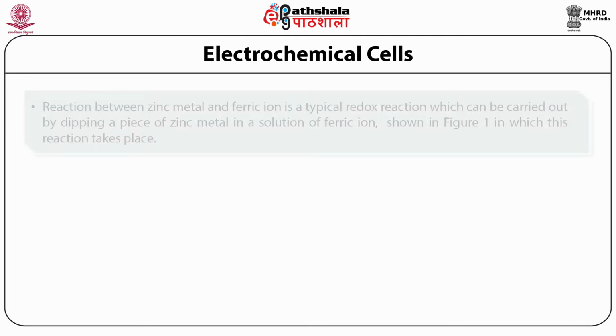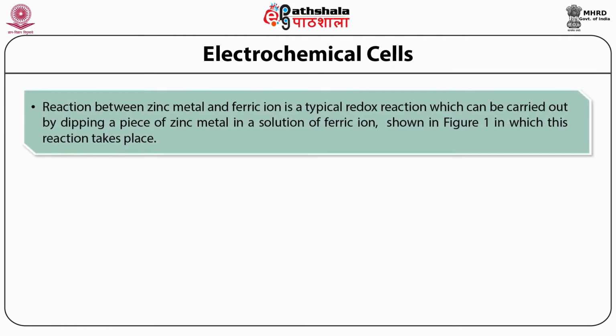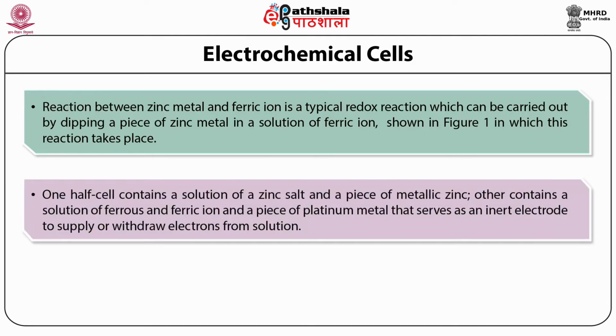For example, the reaction between zinc metal and ferric ion is a typical redox reaction which can be carried out by dipping a piece of zinc metal in a solution of ferric ion, or by setting up an electrochemical cell as shown in figure 1, in which this reaction takes place. One half cell contains a solution of zinc salt and a piece of metallic zinc. The other contains a solution of ferrous and ferric ion and a piece of platinum metal that serves as an inert electrode to supply or withdraw electrons from the solution.